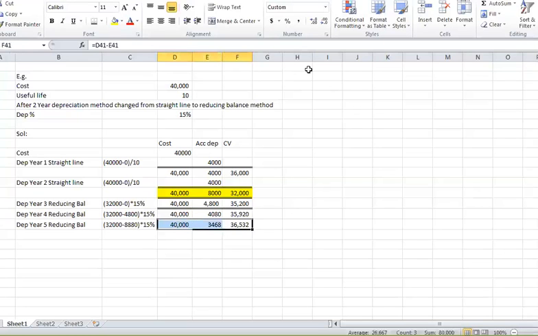So this is change in estimate. Whenever, please remember, whenever there will be change in estimate, we will always charge depreciation on the basis of remaining value or carrying value.